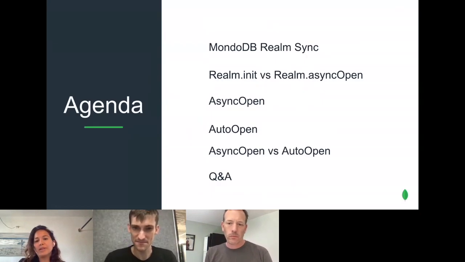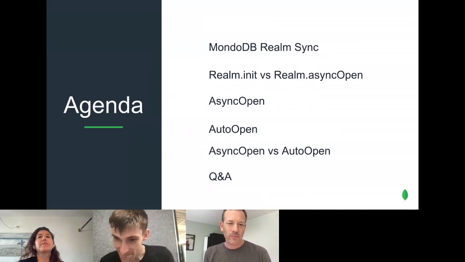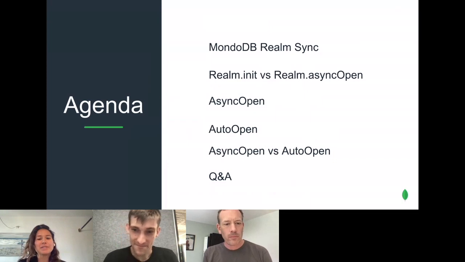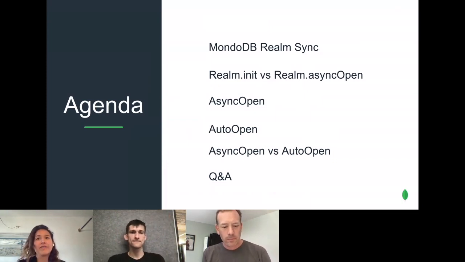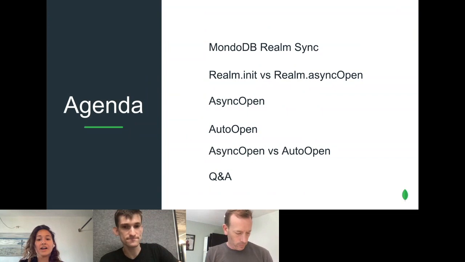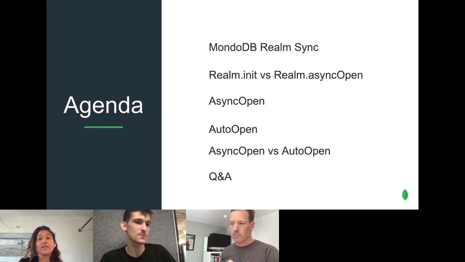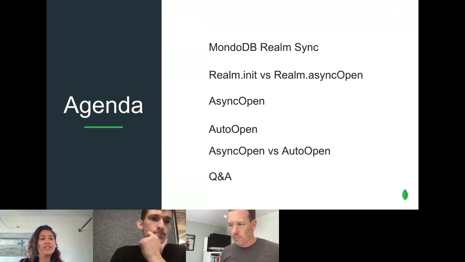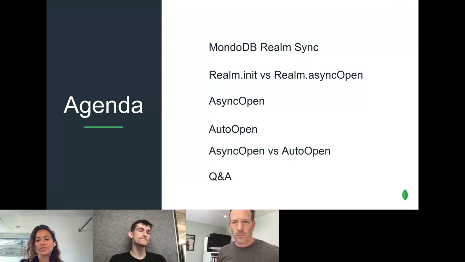So the agenda for today will be as follows. I'll begin by explaining a little bit more about MongoDB Realm Sync for those who don't know it or haven't used it before. Then I will go into Realm init versus Realm AsyncOpen, our current APIs. We'll go deeper into the current implementation or API for Realm AsyncOpen that is available in our SDK. What is the difference between them? And later we'll show you AsyncOpen and AutoOpen property wrappers. And lastly, I will show you a use case for each one of them, so we know when we need to use it. And then we'll go to the Q&A session where Eric and I will answer questions if you have any.